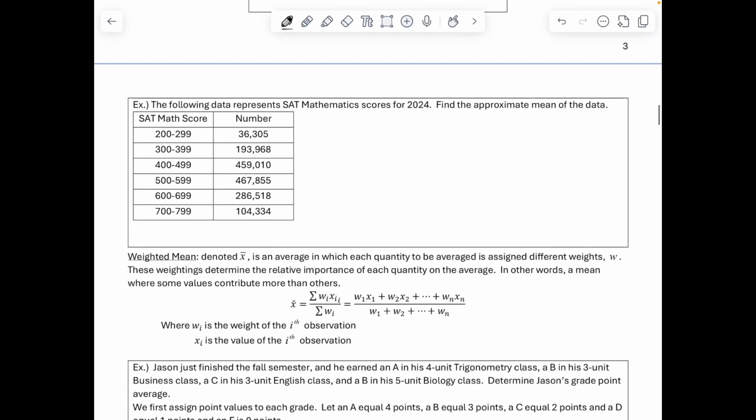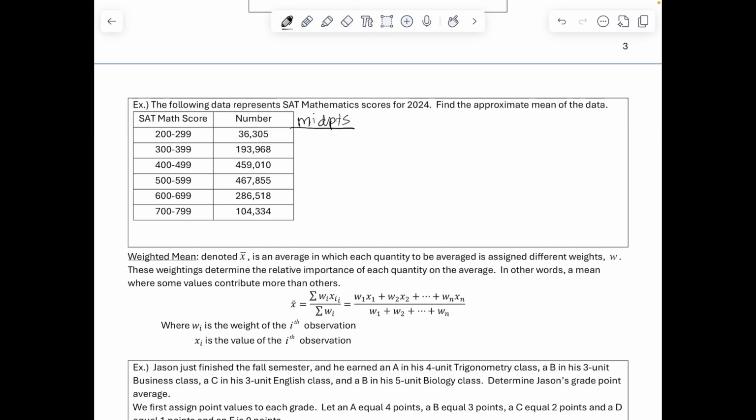We have an example here. You'll notice that this is grouped data since we have a range of values and corresponding frequencies. In order to do this problem, we will need to calculate midpoints. The example says the following data represents SAT mathematical scores for 2024. Find the approximate mean of the data. First, we need to calculate our midpoints.